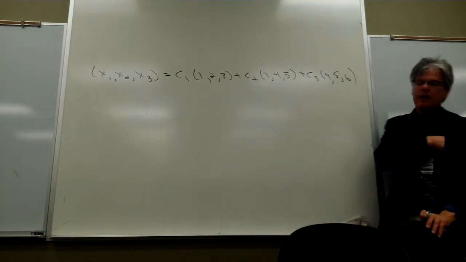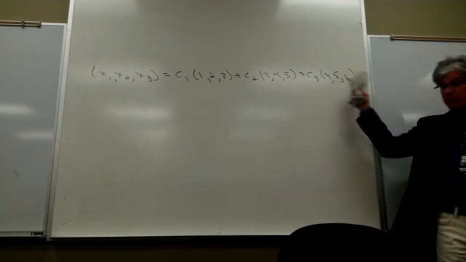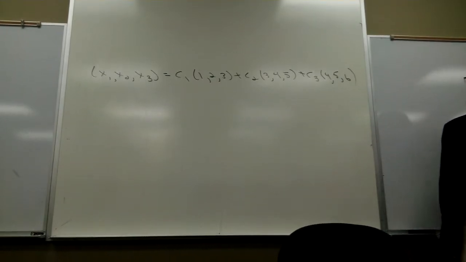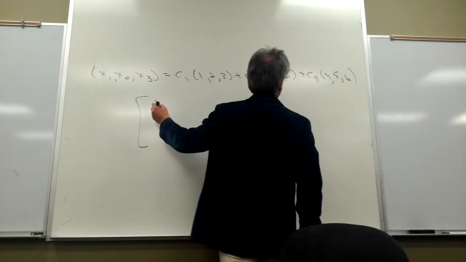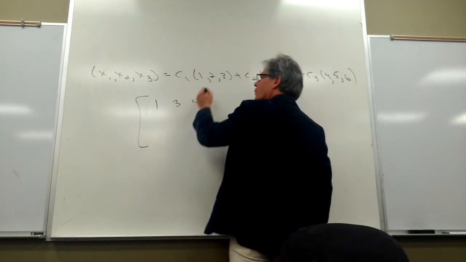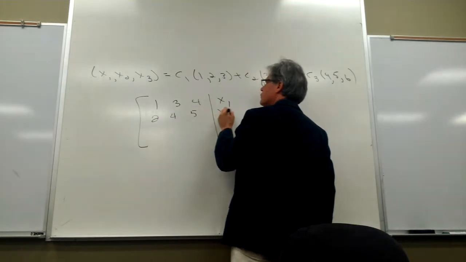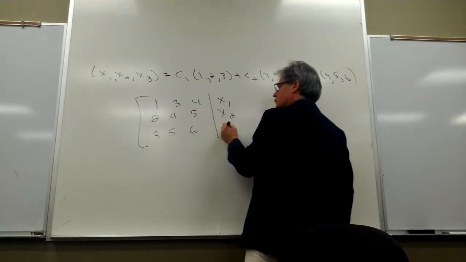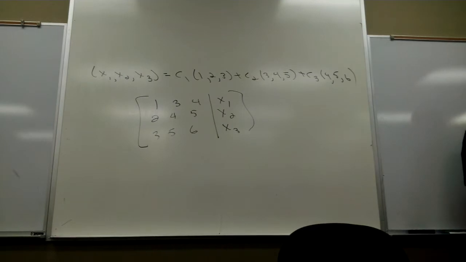So I maintain that if these three vectors span all of R3, then an arbitrary element of R3 can be expressed as a linear combination. So let's find out what C1, C2, and C3 look like. If I were to put this in a determinant form, wouldn't I get this? 1, 3, 4 is X1, 2, 4, 5 is X2, and 3, 5, 6 is X3.